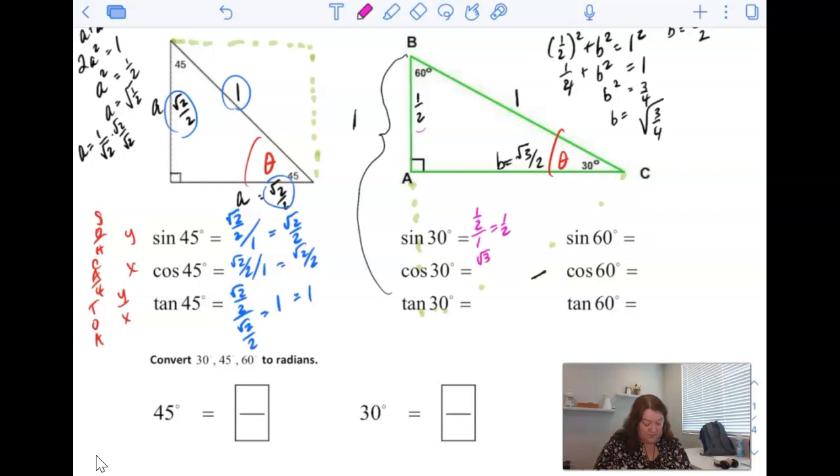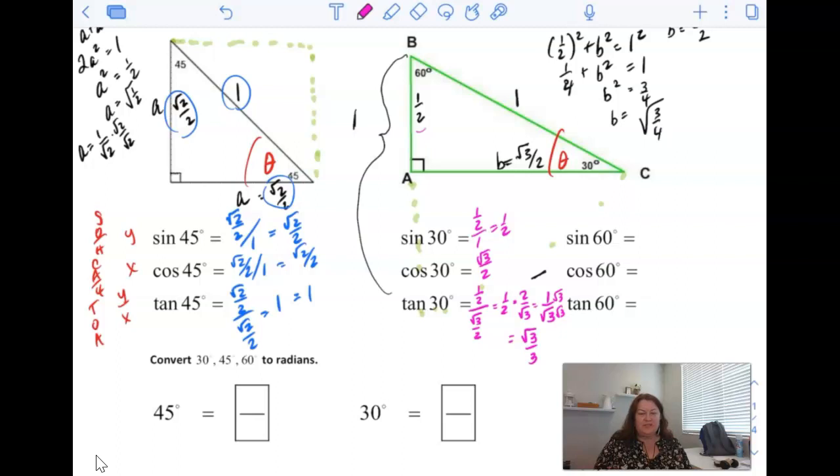Cosine is just going to be square root of 3 over 2 over 1. And tangent is going to be O over A, so 1/2 over square root of 3 over 2, which is the same thing as 1/2 times the reciprocal, which is going to be 1 over square root of 3. And then if I fix that, it's going to become square root of 3 over 3, right? Because I multiplied top and bottom by square root of 3.